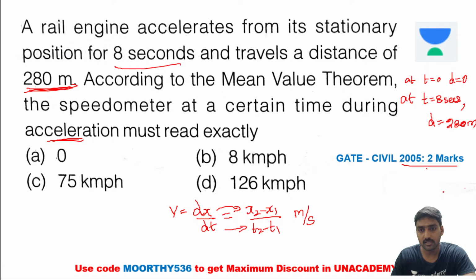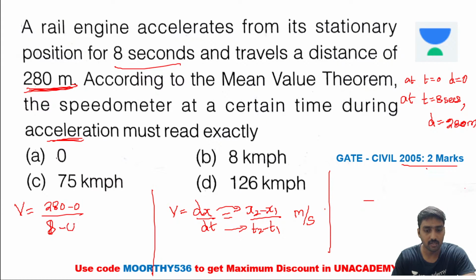Now it's a rate of change. Now we need to substitute the velocity. What will be the value of velocity? So now I'm going to give you the velocity here. Velocity is equal to final distance 280 meter minus 0 meter divided by time period 8 second minus 0 second.